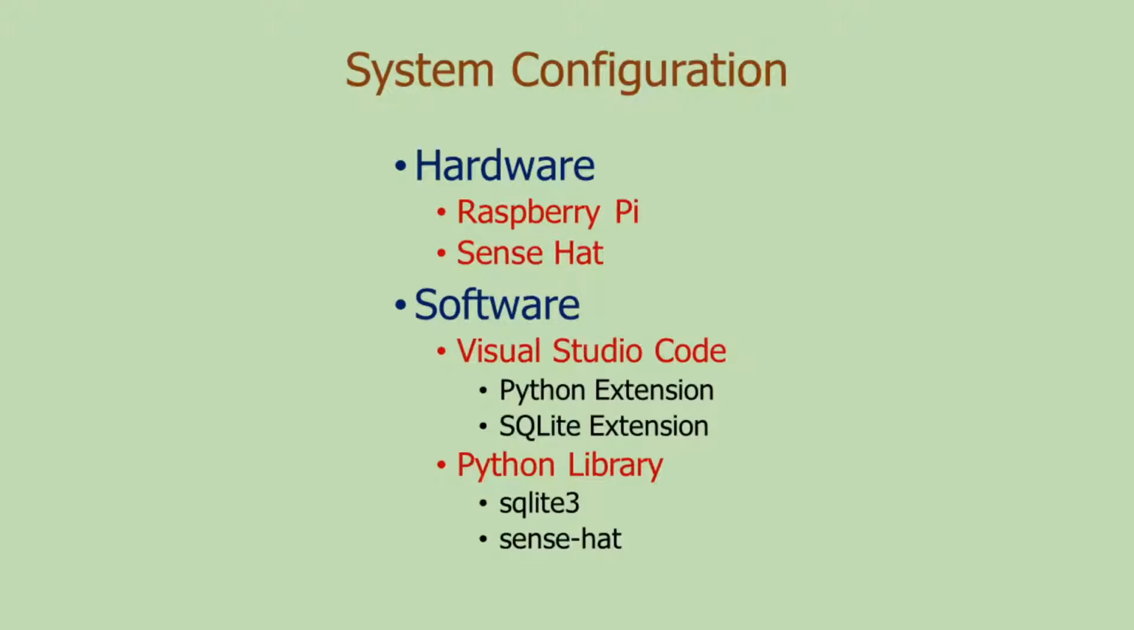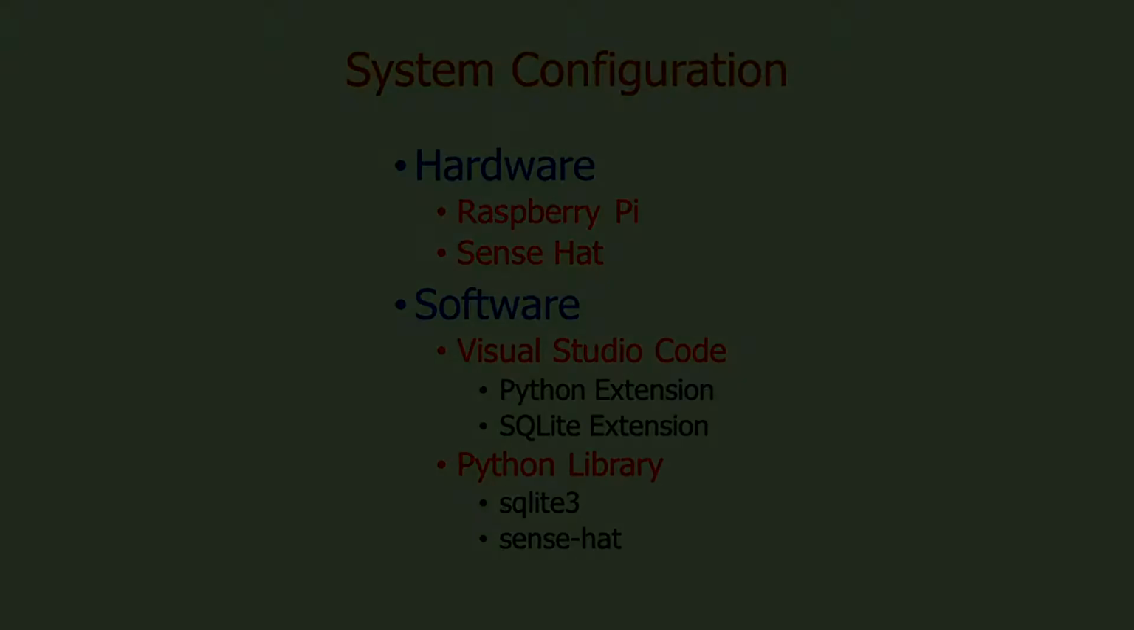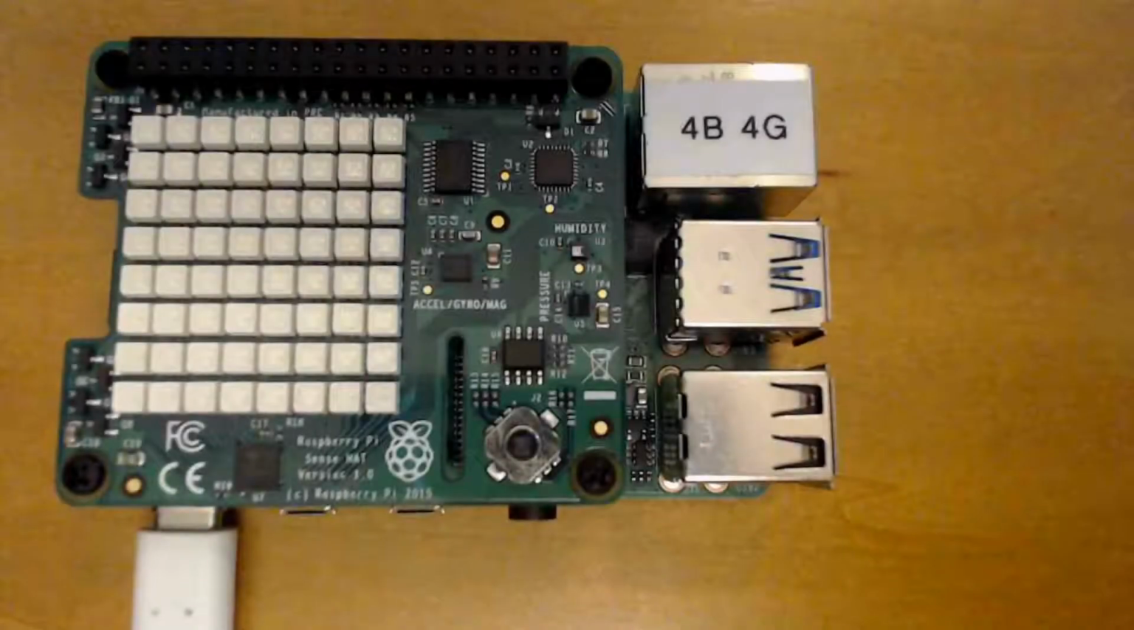Here is the system configuration that I use for development. I have a SenseHead mounted on the Raspberry Pi. I will be using Visual Studio Code for programming with Python and SQLite extension. I will also be using SQLite and SenseHead libraries for Python. Except for SenseHead library, you can find the installation instructions of the software in my earlier videos. This is the image of a SenseHead mounted on the Raspberry Pi.